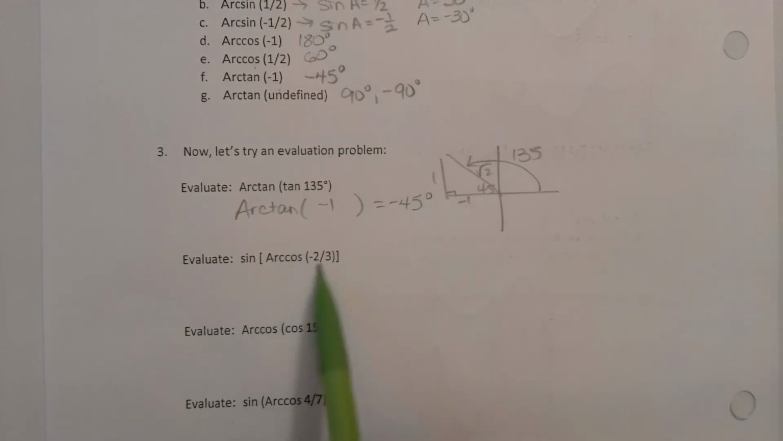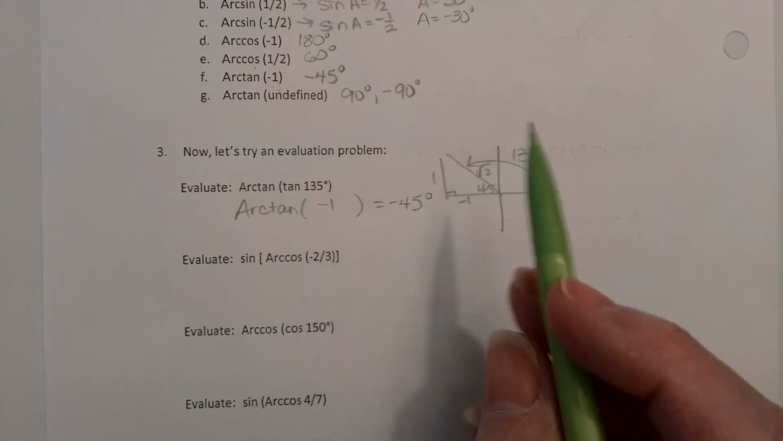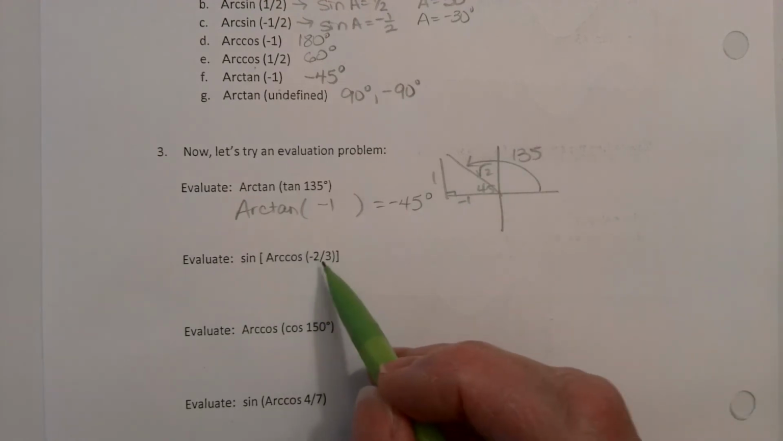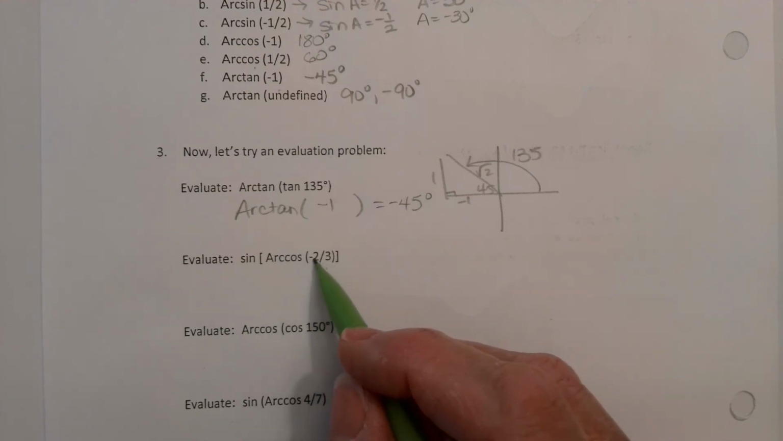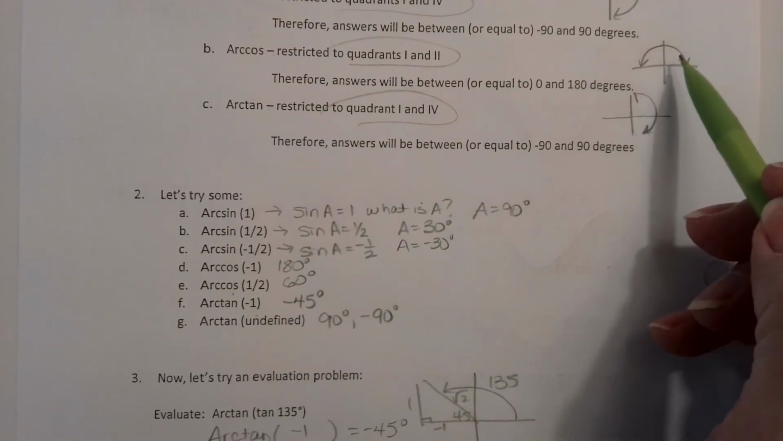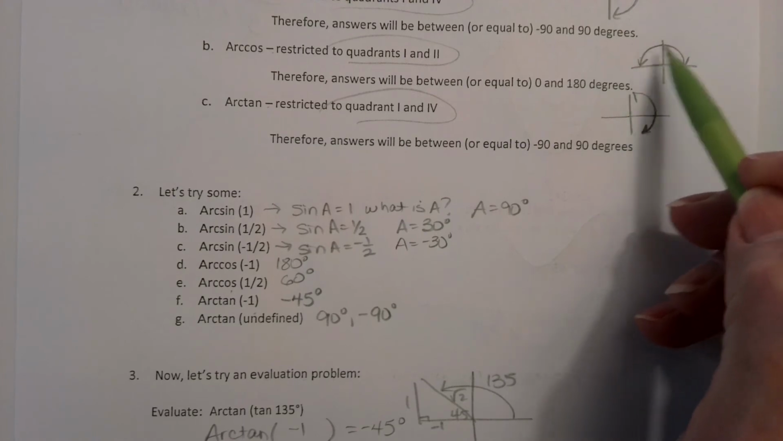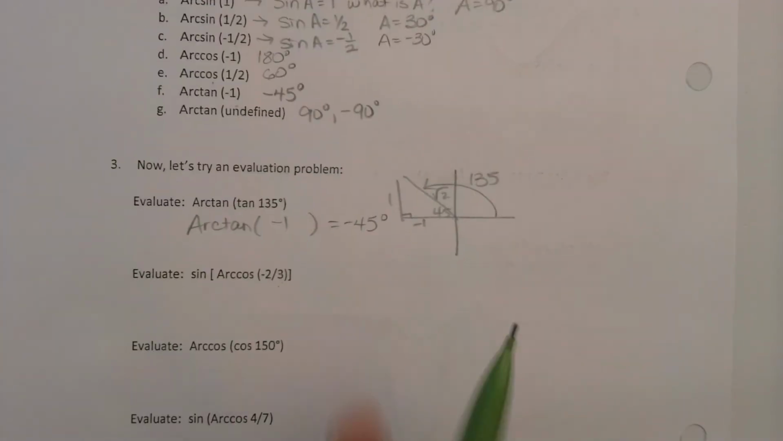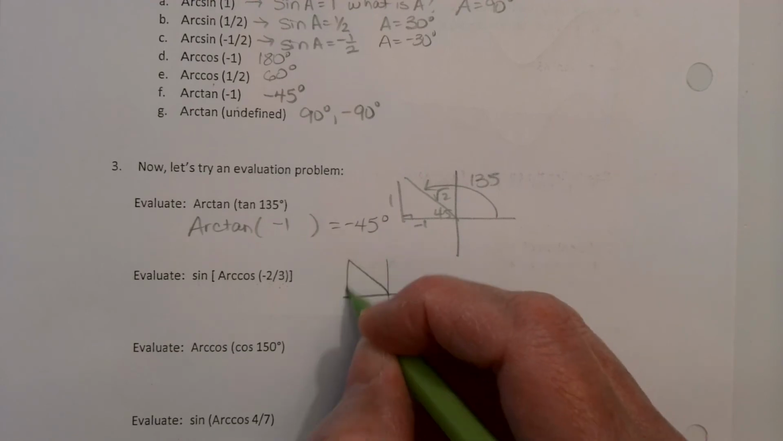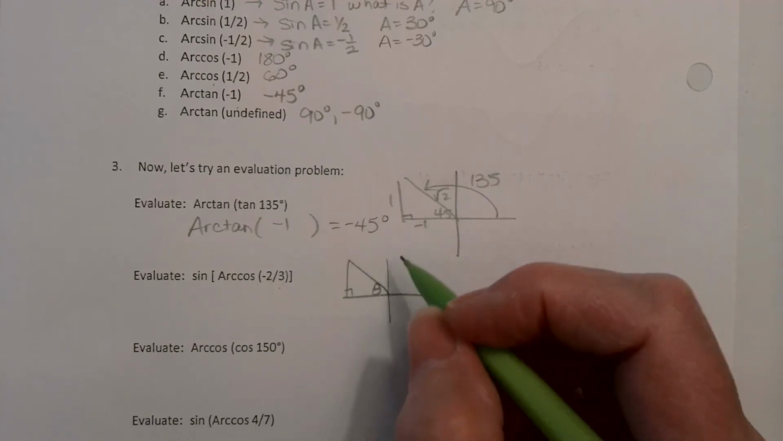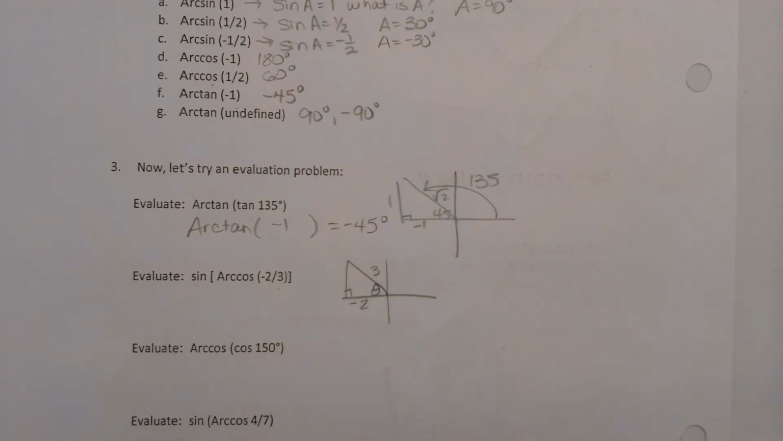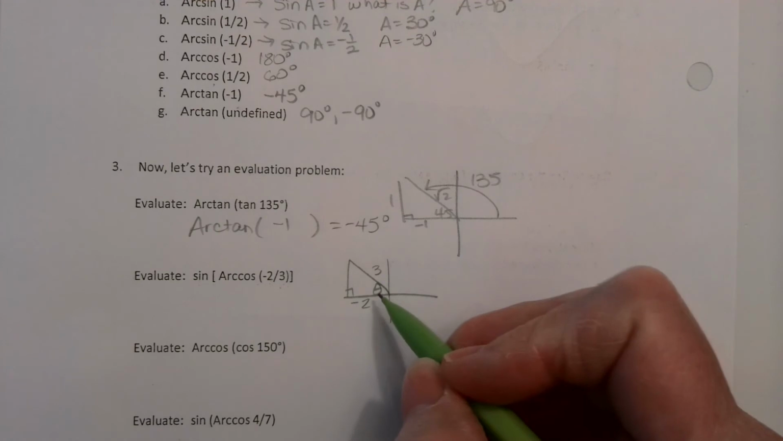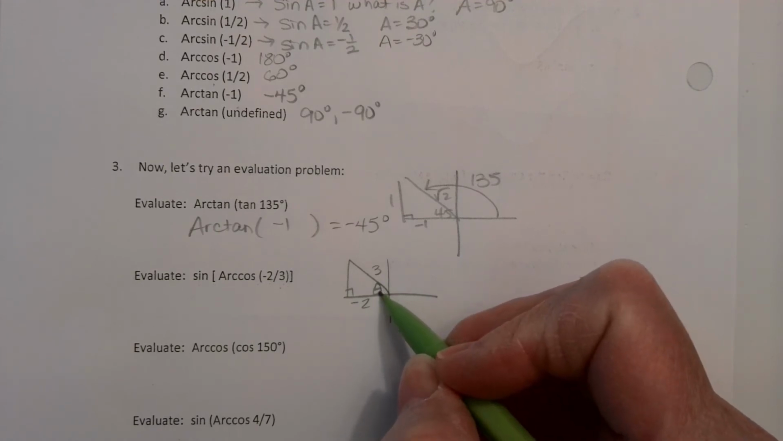Okay, again, got to work inside the parenthesis first. So I want to know the angle whose cosine is negative 2/3. Okay, that's what that means. The cosine of an angle is negative 2/3. What is the angle? But arc cosine is only restricted to these two quadrants. So it's going to have to be this quadrant here to be negative. So I'm going to draw me a triangle over here. And I want this angle to have a cosine of negative 2/3, and it's got to be negative. And that makes sense because that would be negative right there. So I need to find now the sine of this angle, whatever it is.